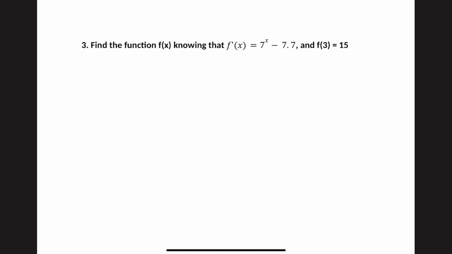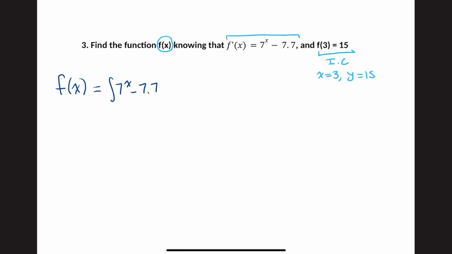In question 3, it says to find the function f of x knowing that f prime of x is equal to 7 to the power of x minus 7.7, and f at 3 is equal to 15. This means that when x was equal to 3, our output y was 15. And so this is our differential equation, and we're told to find f of x, which is our antiderivative. So f of x, our antiderivative, is equal to the indefinite integral of 7 to the power of x minus 7.7, all multiplied by dx.